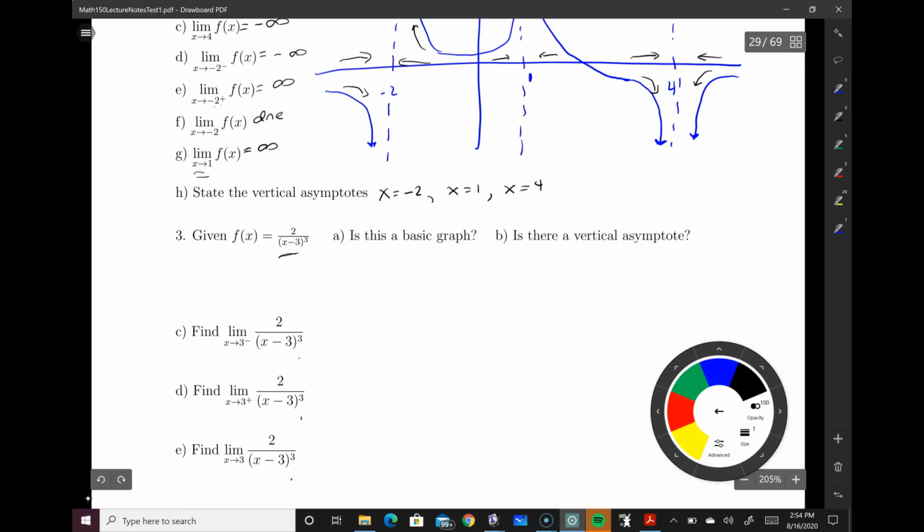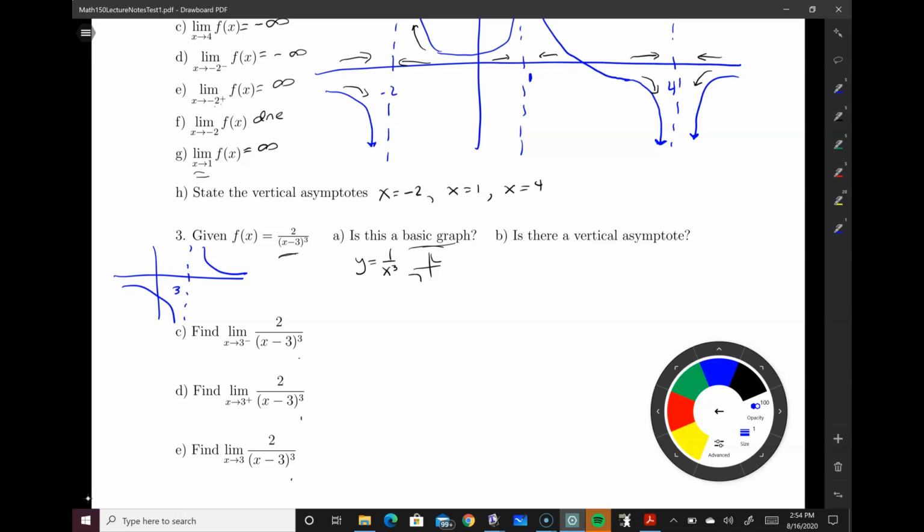All right, so when you're given a function like this, and you've got some limits to deal with, first question I want you to think of, is this a basic graph? Do you know how to quickly graph this? I think you do. This is going to be similar to the basic graph of 1 over x cubed, which you know looks like this. So let's graph this one. So 3 will be where the vertical asymptote is. So it'll be here and here. Basic graph. The 2 just makes it go up twice as fast.